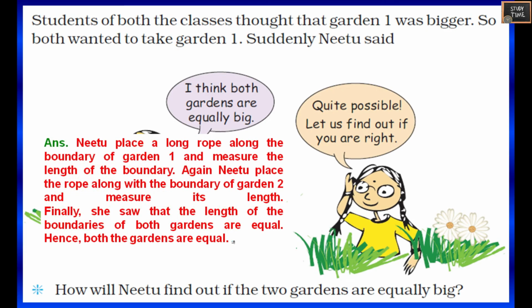So Neetu places a long rope along the boundary of garden 1 and measures the length of the boundary. Again, Neetu places a rope along the boundary of garden 2 and measures its length. She saw that the lengths of both the gardens are equal. Both the boundaries of the gardens are equal. Hence, both gardens are equal in size.